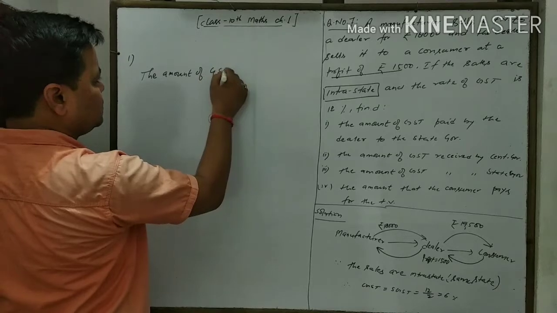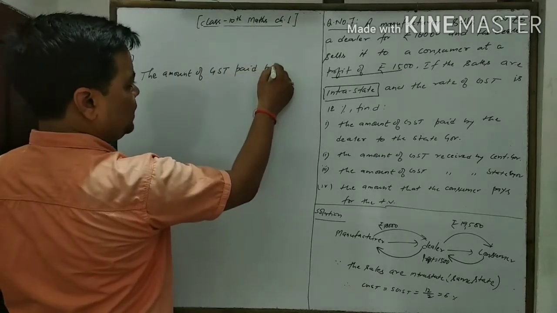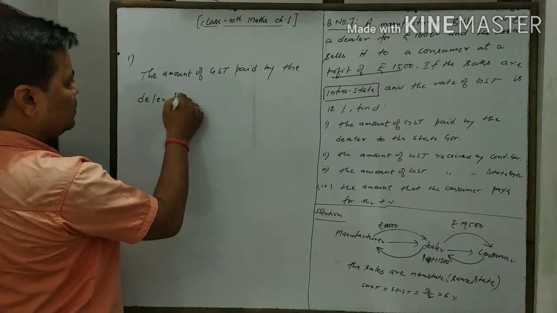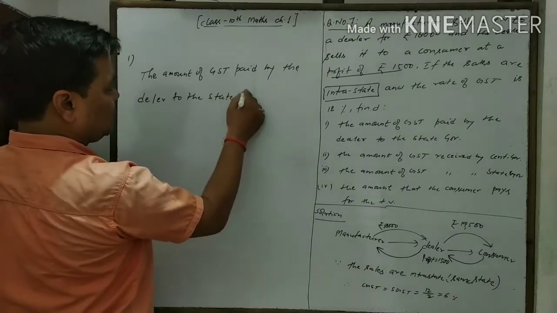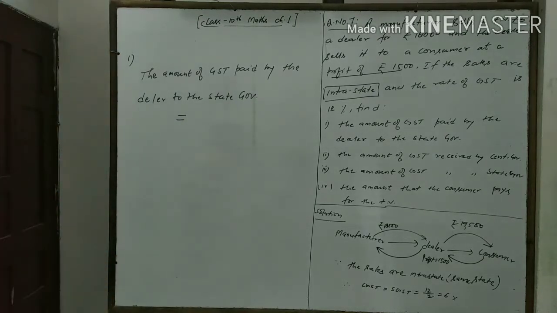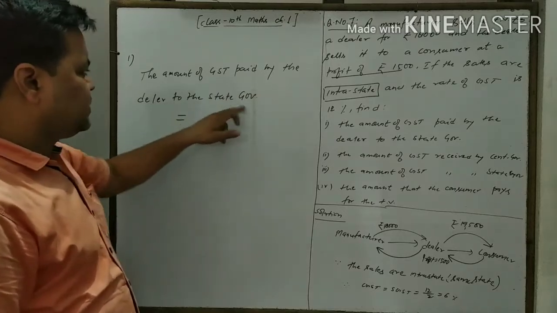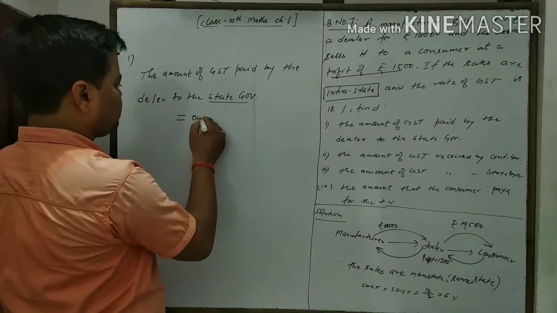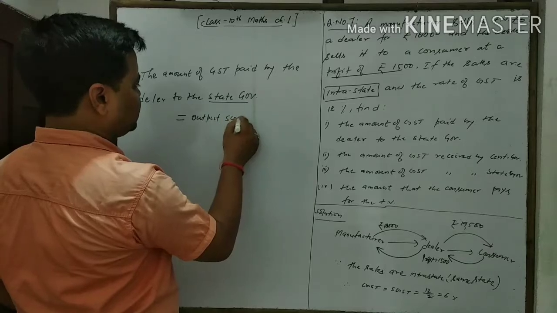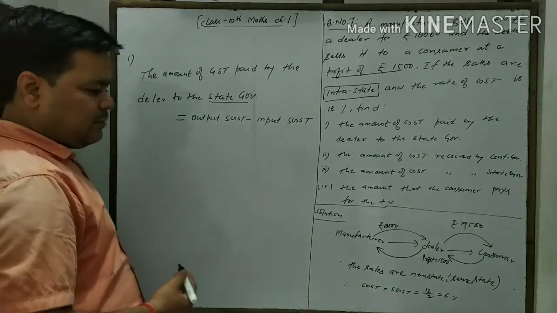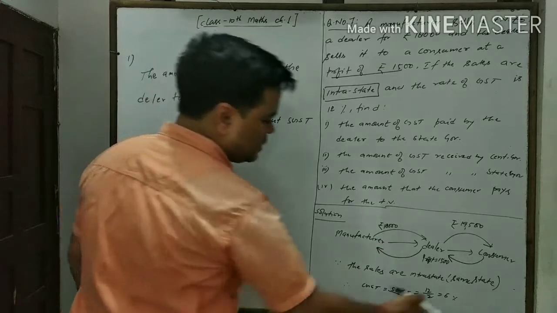We know that the amount of GST paid by the dealer to the state government is equal to output SGST minus input SGST.